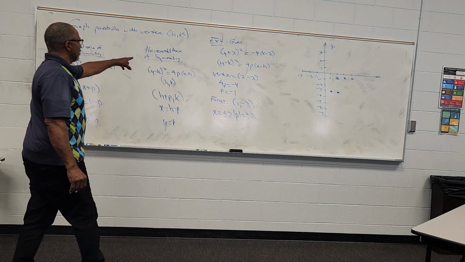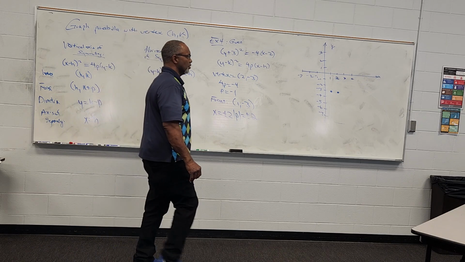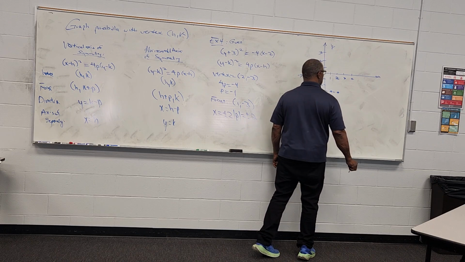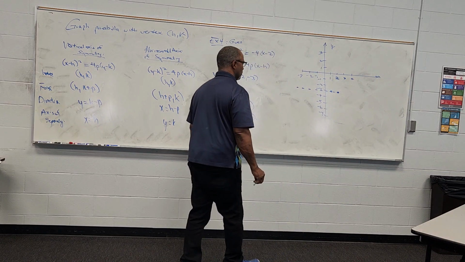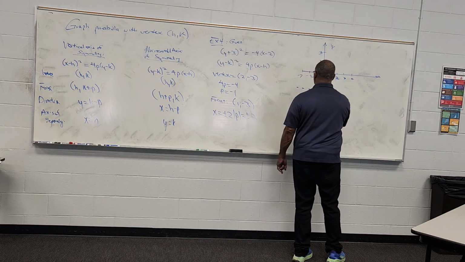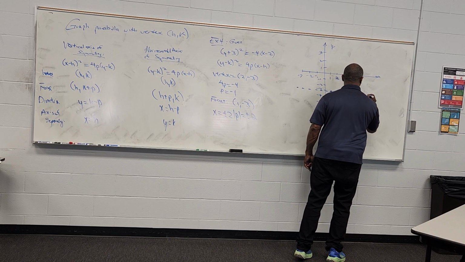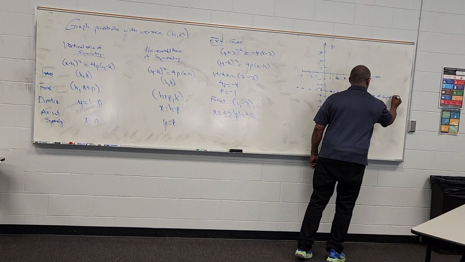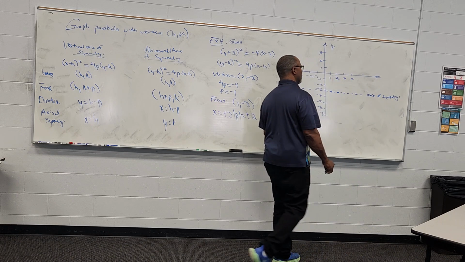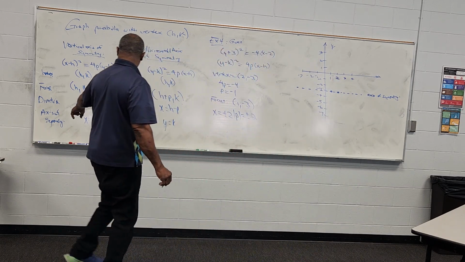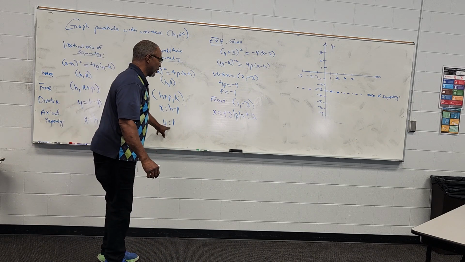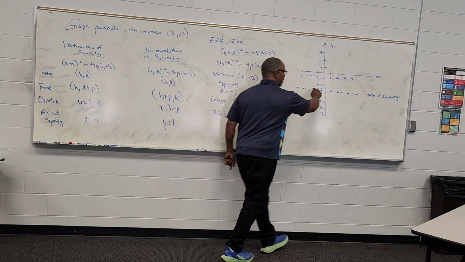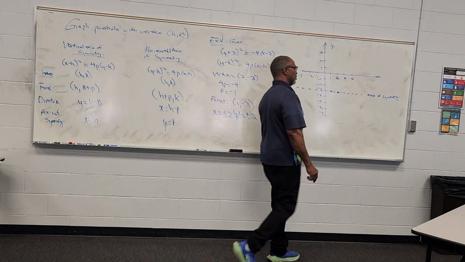And again, I knew that this had a horizontal line of symmetry. There's a horizontal line of symmetry. So this is the axis of symmetry. Okay. Axis of symmetry, y equals k. So k was negative 3, so y was negative 3, right here. That's the axis of symmetry.